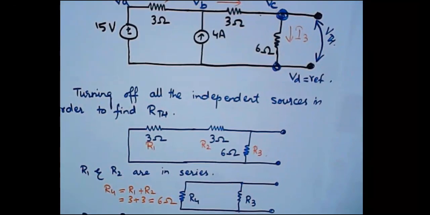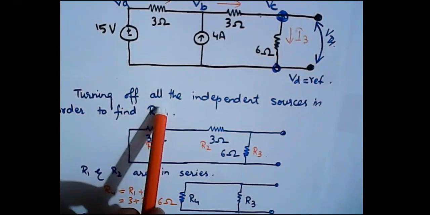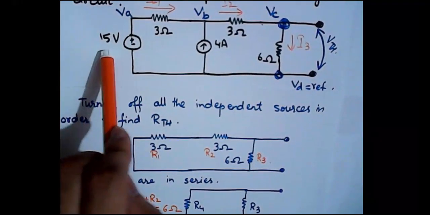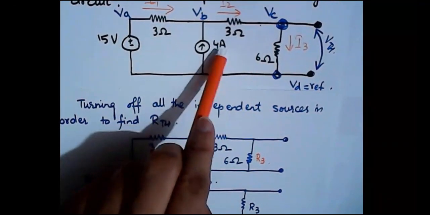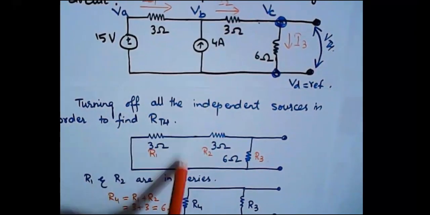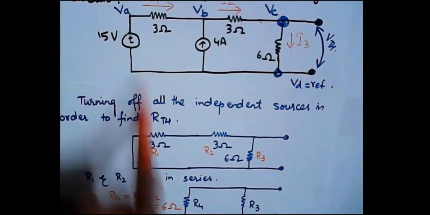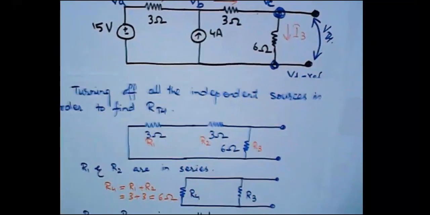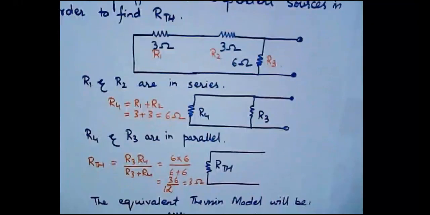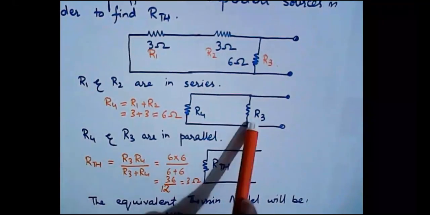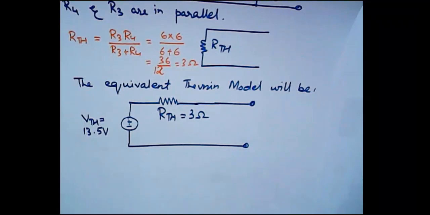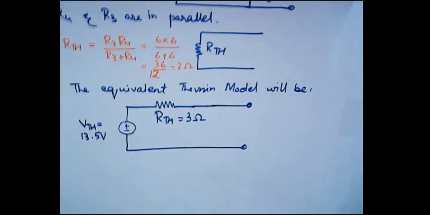So in order to find the Thevenin resistance, we need to turn off the independent sources. We have two independent sources here. This one is the 15 volt source, and this one is the 4 ampere source. The 4 ampere source is turned off by open circuiting it, and the 15 volts is turned off by short circuiting it. Now we can see that the 3 ohm resistances are in series, so we can add them, and their equivalent is in parallel with R3, so they are sorted, and we find the equivalent Thevenin model as this one. So right, I hope that this is clear now.